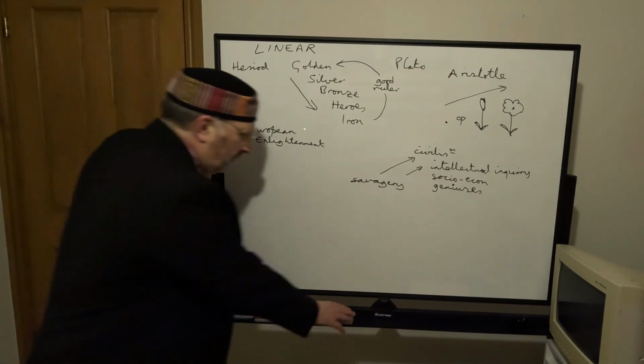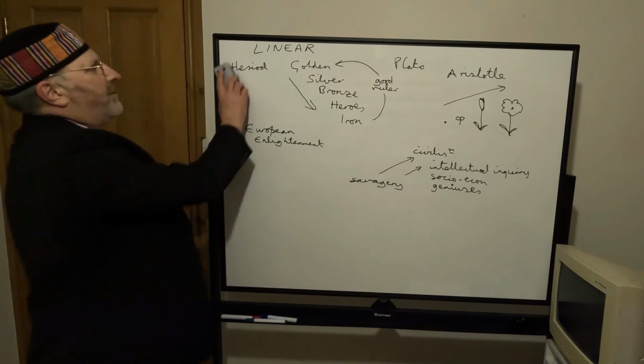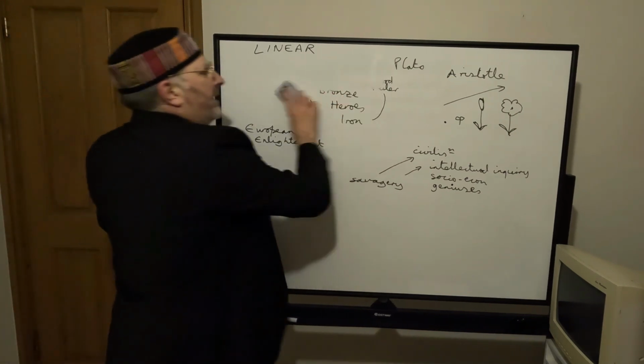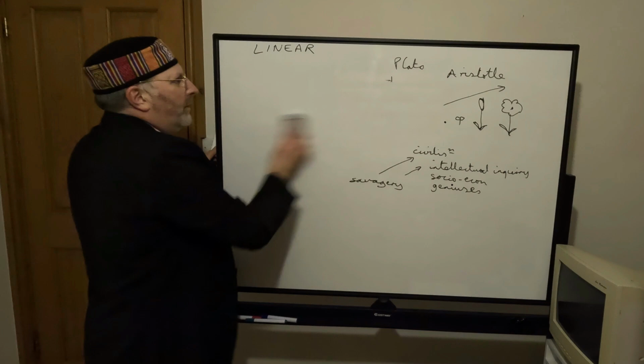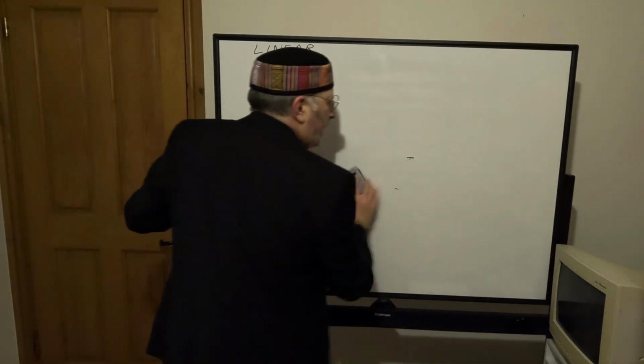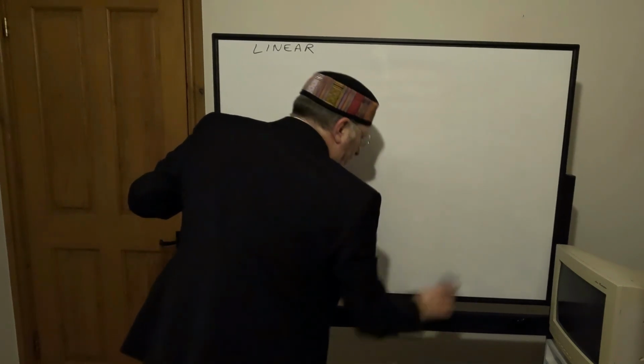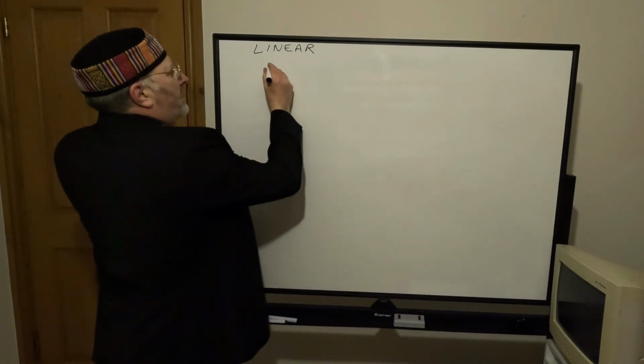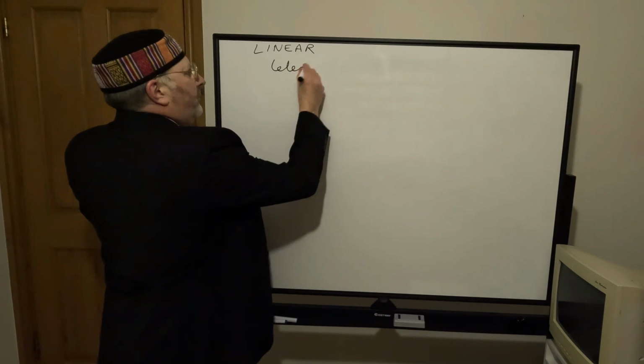Now, I said that these linear theories can involve the idea that history has some kind of goal. We're moving towards something. We're moving towards an end point. So they can be said to be teleological.